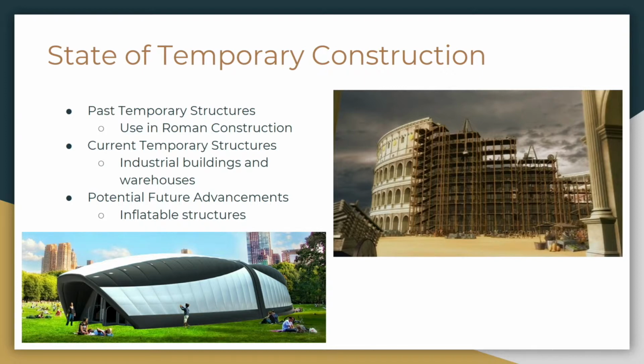Currently, a common example of temporary structures is industrial buildings and warehouses for storing materials. These structures are easy to construct as they have no foundation, so they can be disassembled when not needed. A potential future advancement in this field is the use of inflatable structures pictured here. These would only require an air pump to be built and can easily be taken down and moved to wherever they are needed.